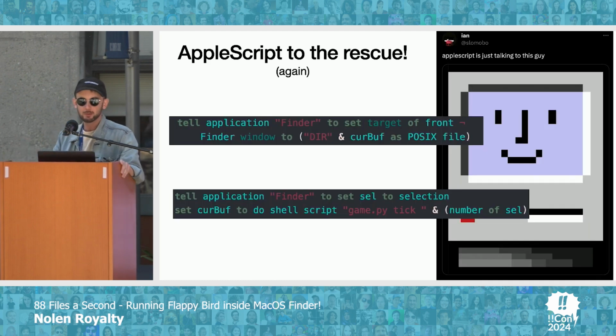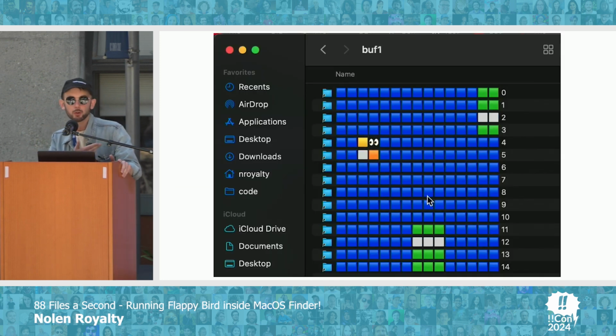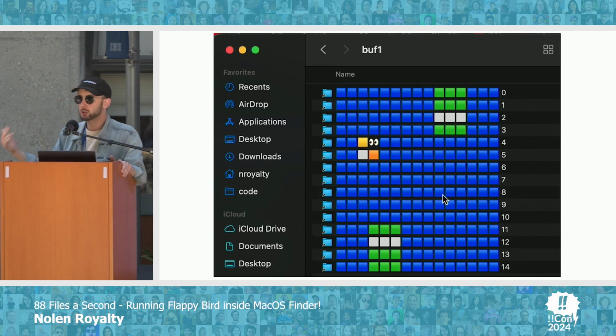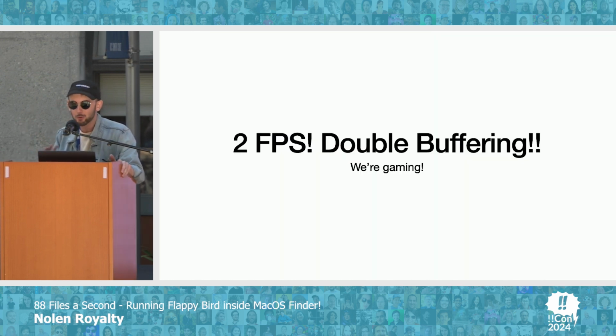We love it. You can simply say, tell application Finder to set target of front Finder window to dir curbuff as POSIX file, normal stuff. And that will change which directory Finder is displaying. And that gives us a game that looks more like this. This is great, running at 2 frames a second, there's no more screen tearing. This is kind of cool. All right, we're gaming at 2 frames a second, that's a lot of frames, right?